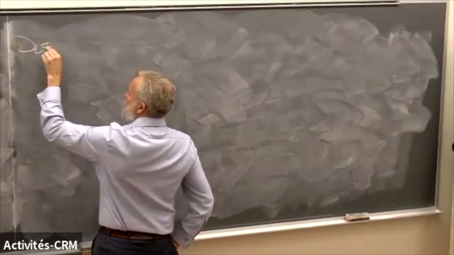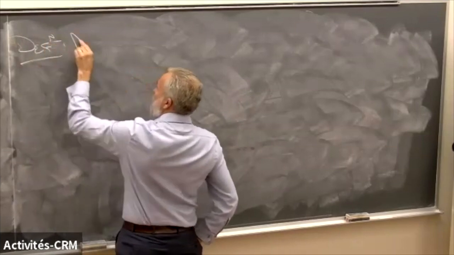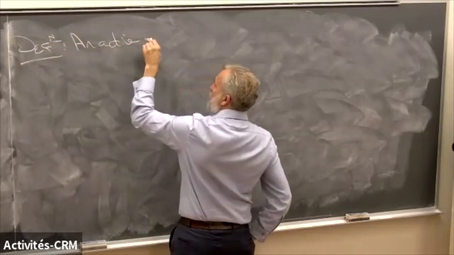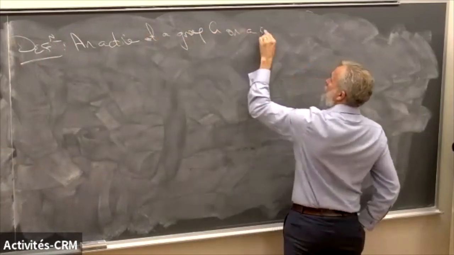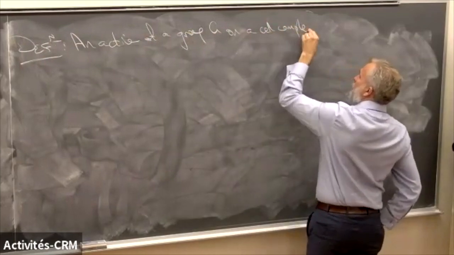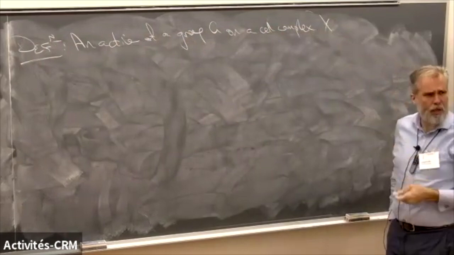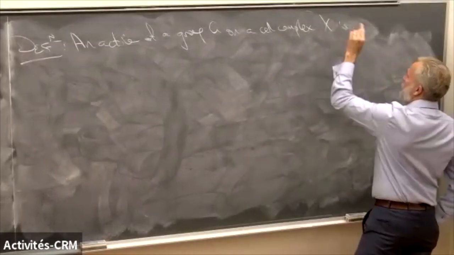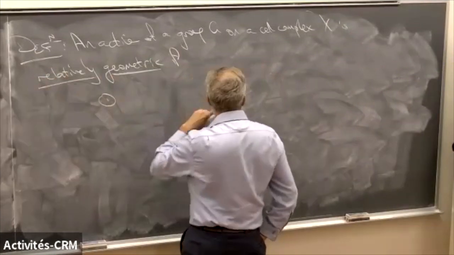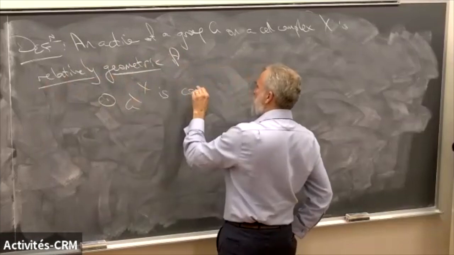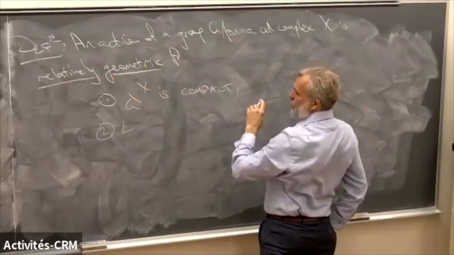Okay, so that's the first application. For the second application, I'm going to define this term from the title. So an action of a group G on a cell complex X, and I mean the action to be cellular again, is relatively geometric. So three conditions are going to be satisfied. First, it's a co-compact action.